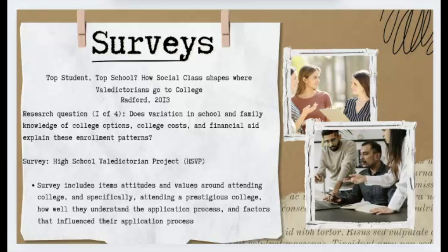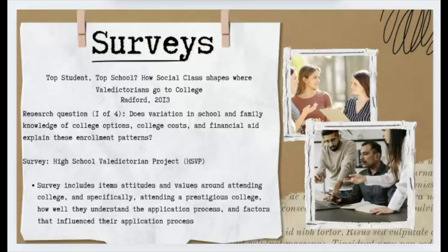So another example is the article Top Student, Top School: How Social Class Shapes Where Valedictorians Go to College. And I believe this is actually a book, and we just have a couple of the chapters to read from. On the screen, the research question feels maybe a little bit choppy, but if this is one of the articles that you choose to read, you'll see in the paragraph above, it provides some context about enrollment patterns. So the question makes a little more sense in that context. But there were 4 research questions, and this is just one of them.